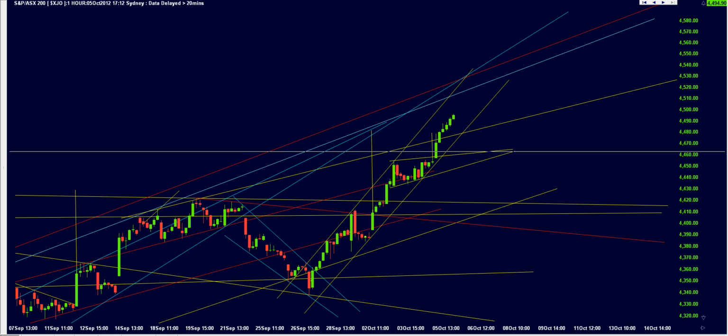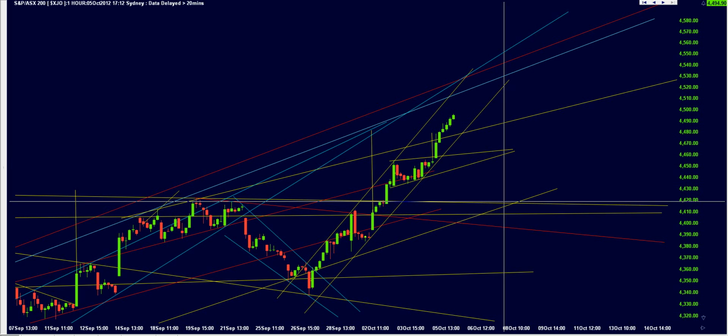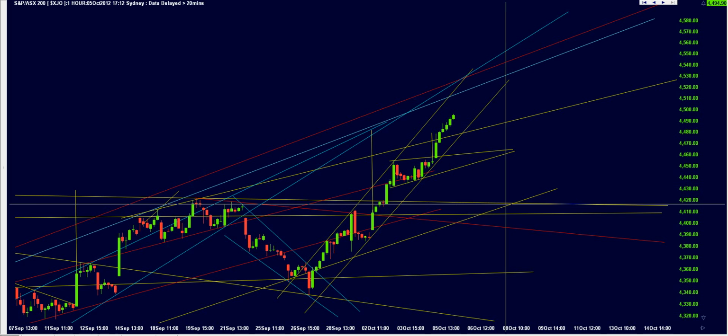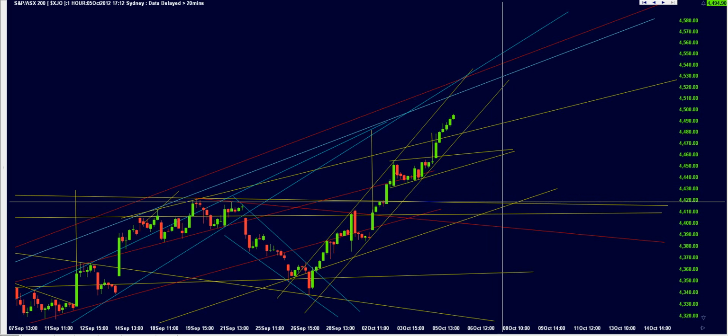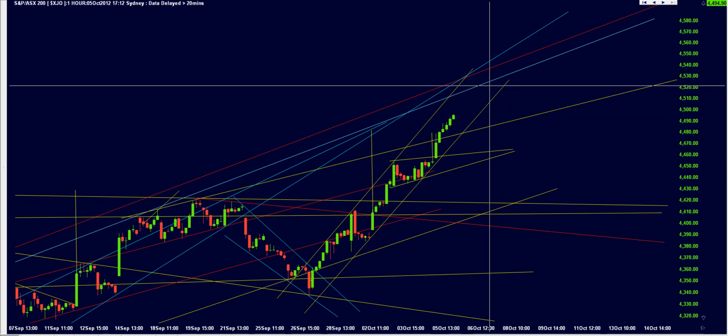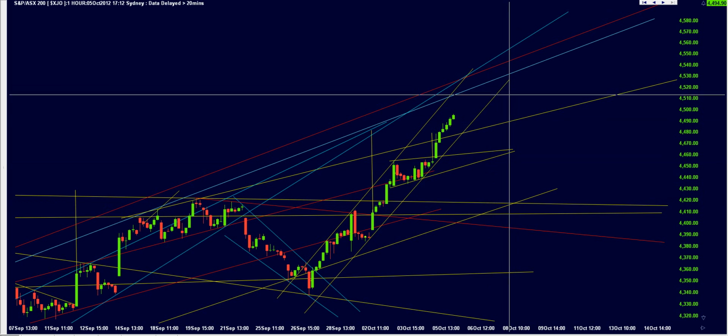If this area was to break, well, we could expect that we'll have some areas of support over here on these lower boundary areas around the 4,420 area. But guys, the ASX 200 is looking really good at the moment.